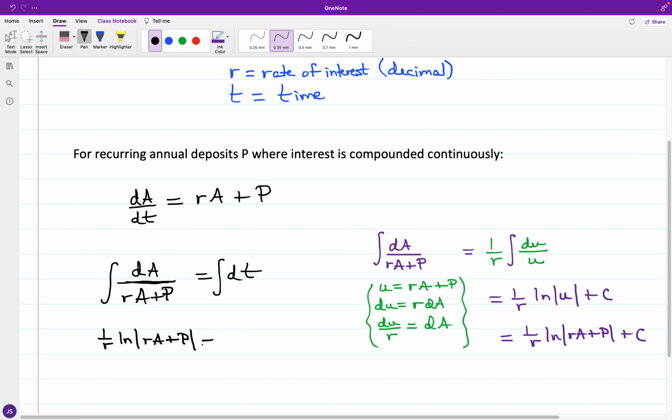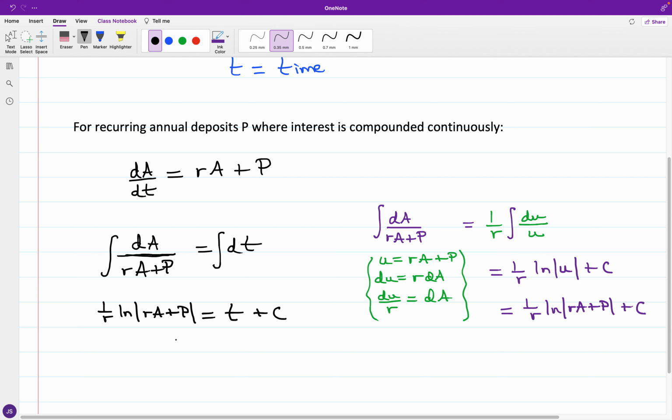And to the right, I have the integral equal to t plus C. Looking at what we have, upon multiplying both sides by r: r times 1 over r goes to 1, then we have the natural logarithm of the absolute value of Ra plus P is equal to r times t.